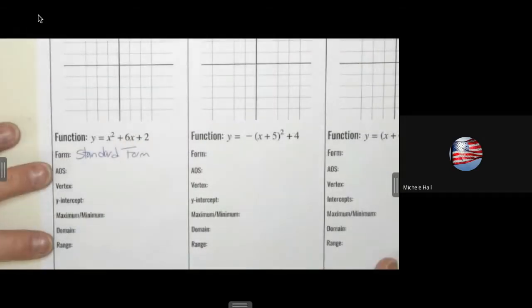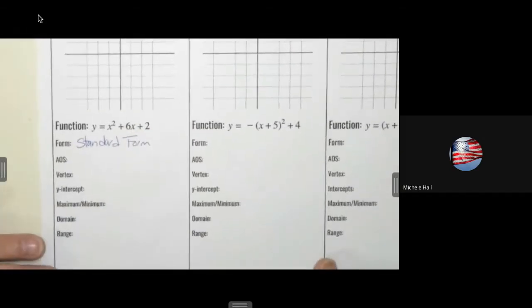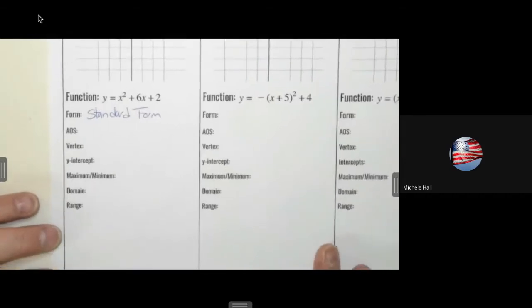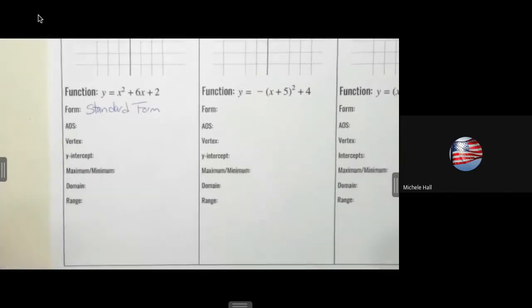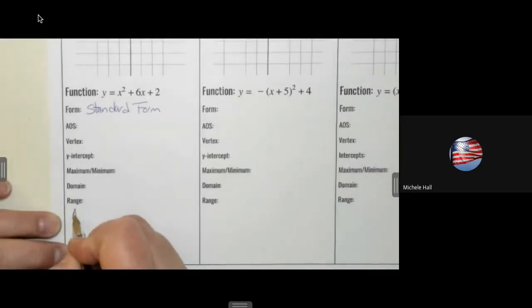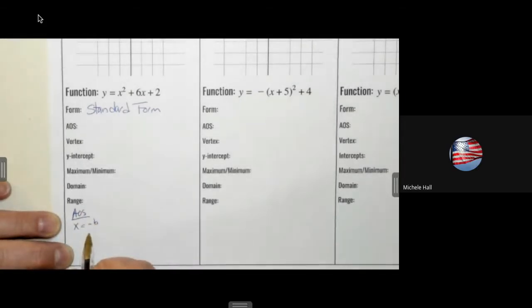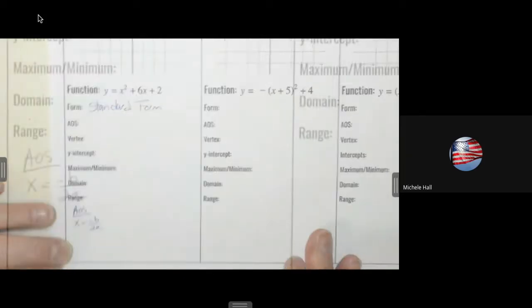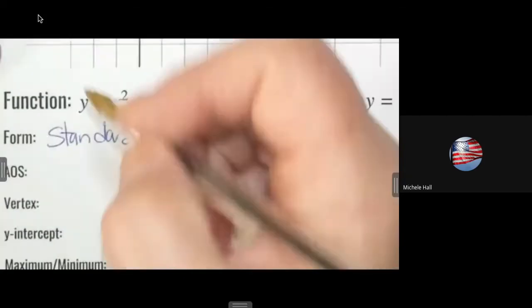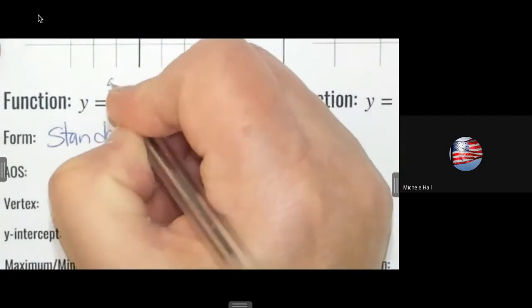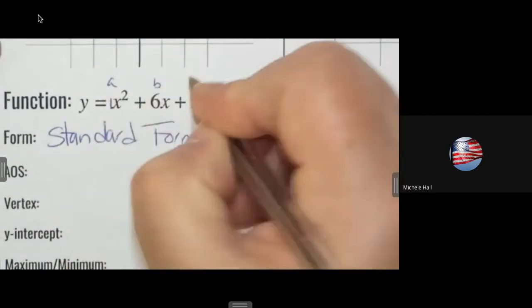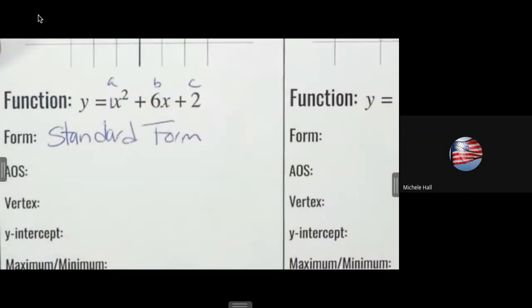And so we need to figure out how to get the AOS. What's the formula for finding the AOS? The AOS is X equals negative B. I've been seeing not the negative when I've been correcting your work. It's negative B over 2A. And if I'm looking at the formula, I see A is 1, B is 6, and C is 2. A, B, and C. That's where we're getting those numbers from.